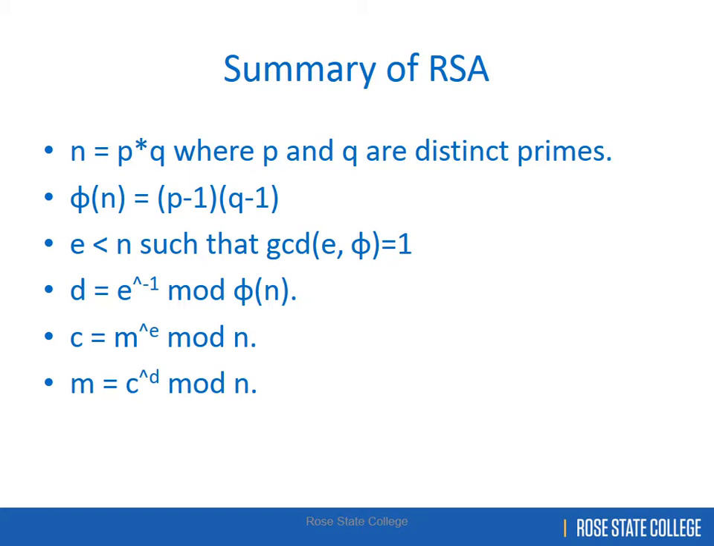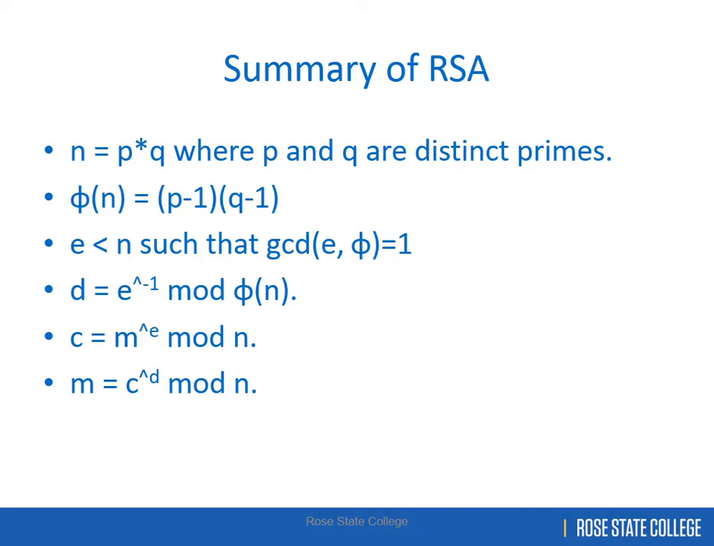Okay, so summary. N is P times Q. Everybody okay with that? Which should be distinct prime numbers, but you're going to use whatever I tell you on this. The totient of N is actually P minus 1 times Q minus 1. Easy enough. E is less than N such that the greatest common divisor of E and the totient is equal to 1. Or in other words, use the one I give you. That's the easiest way there.